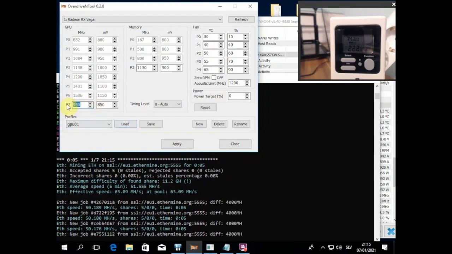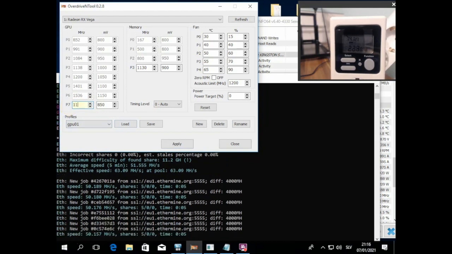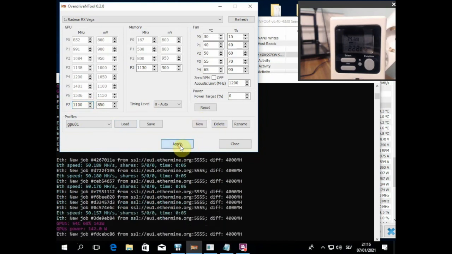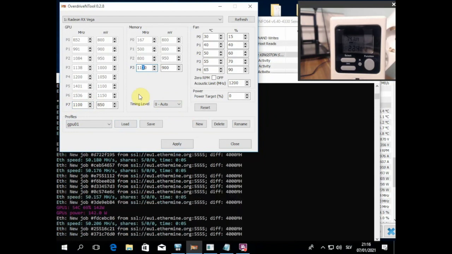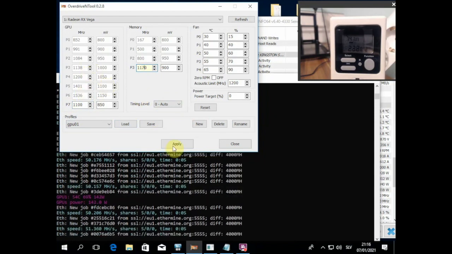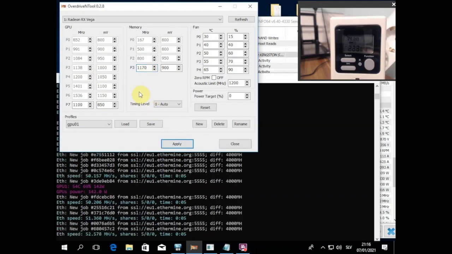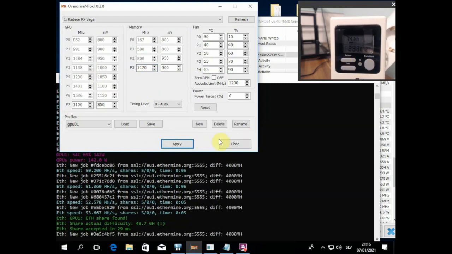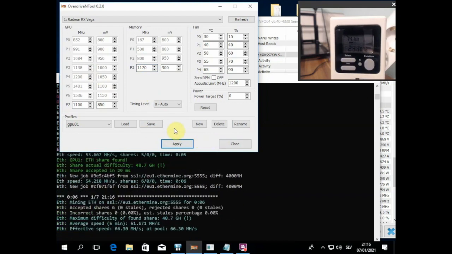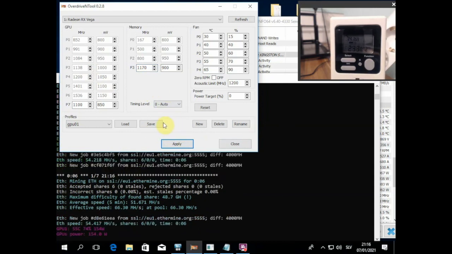And now we want to see what is the max hash rate we can achieve. I know we can go to 1100 on core. Let's see. And on memory we can go to, let's try, 1170. I hope we will not crash the GPU. I'm afraid screen recording might also be a little bit of a problem, but let's see. Let's just wait a moment.